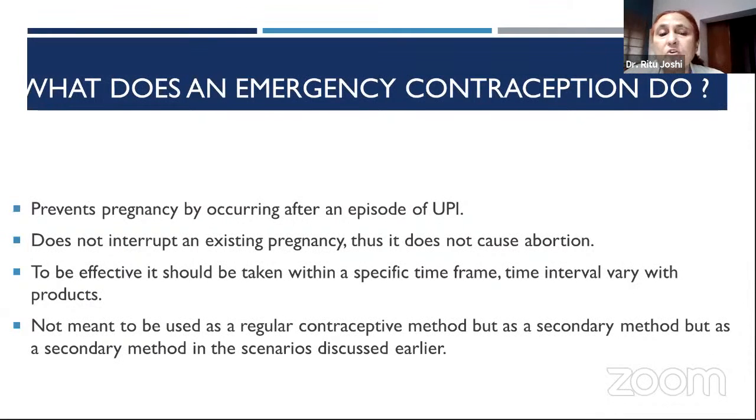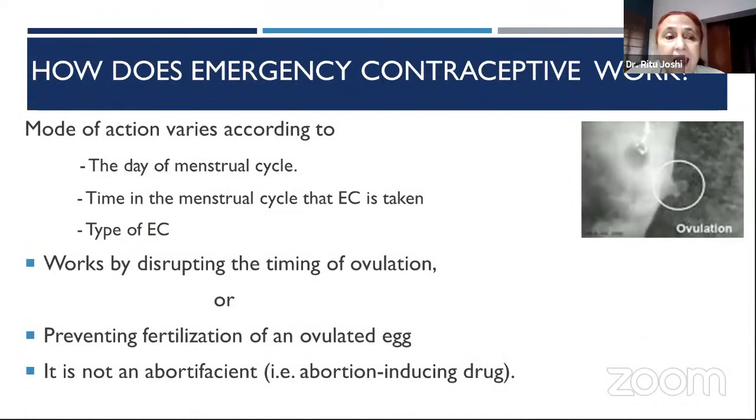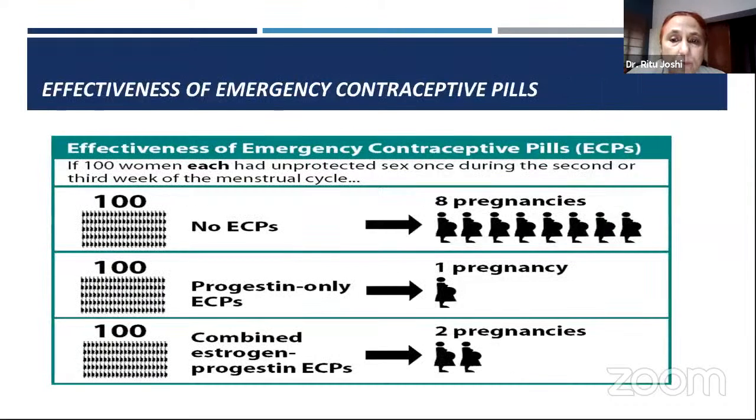To be effective, it should be given within a specific time interval, and it is not meant to be used as a regular contraceptive method. It acts according to the day of the menstrual cycle on which it has been used. It works by disrupting the timing of ovulation or preventing fertilization of the ovulated ovum. It is not an abortifacient. That is something which we will keep emphasizing.